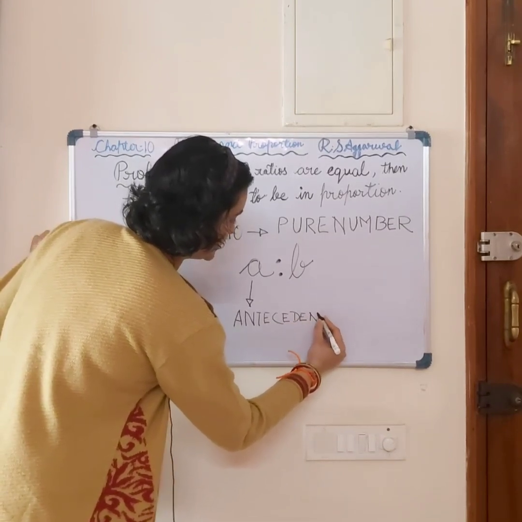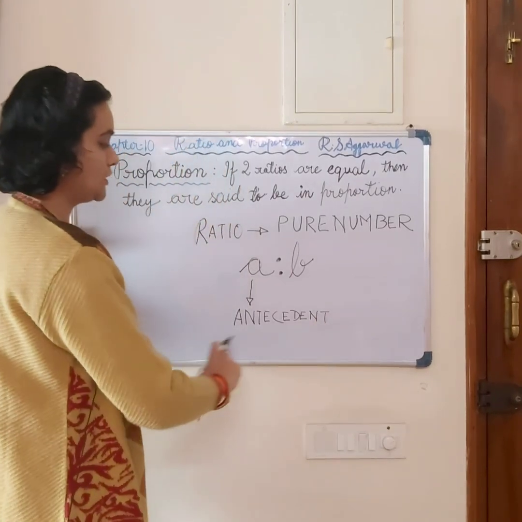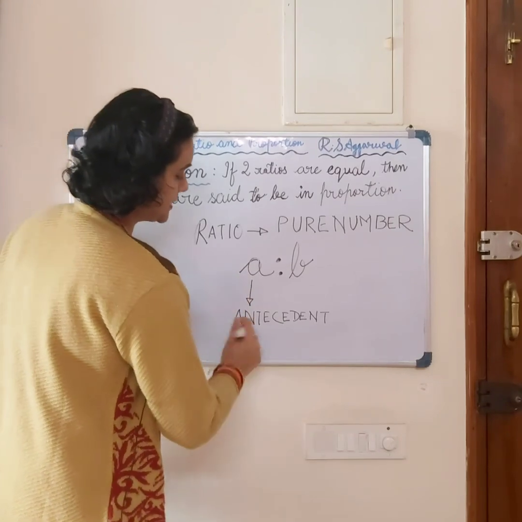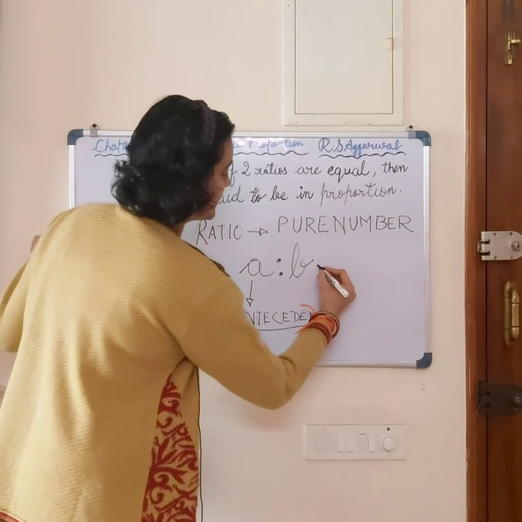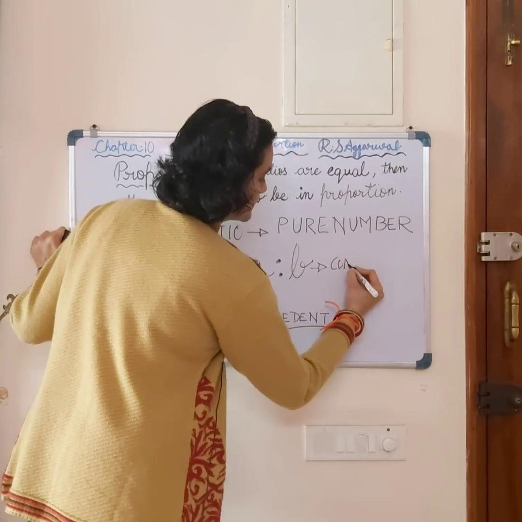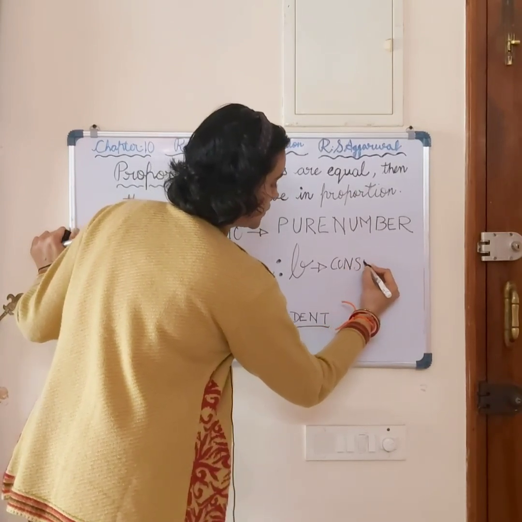Just for learning, because these kind of questions come in Olympiad. Like what will be the first term called? First term is called antecedent. What is the second term called? Second term is called consequent.